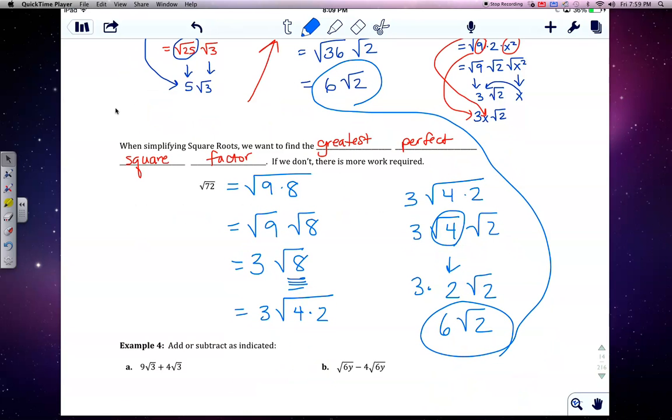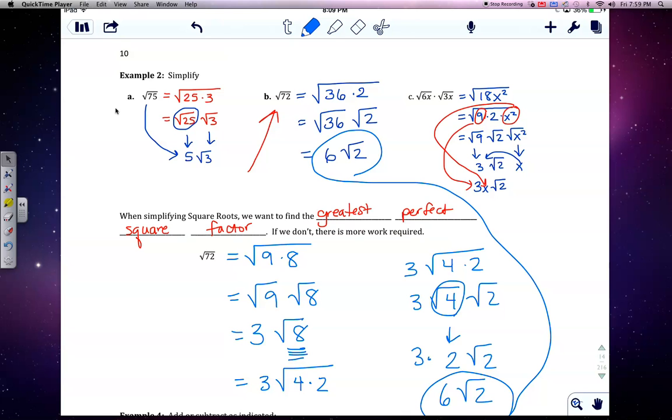When I did it down here, I had 1, 2, 3, 4, 5, 6, 7 steps. If you find the largest or the greatest perfect square factor, it shouldn't be more than 2 steps, like I had in example 2b.